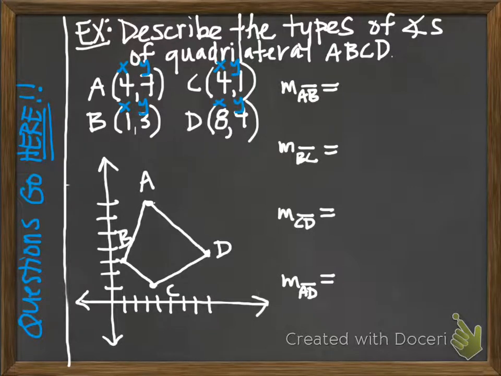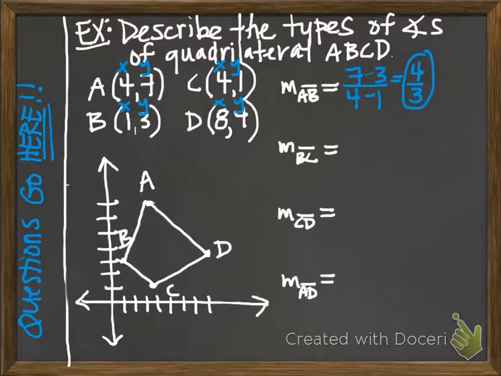Let's find the slope of AB first. We need to make sure that we're using the correct ordered pairs. The y values of A and B are 7 and 3, so I might do 7 minus 3. I need to subtract my x values of 4 and 1 in the exact same order. Since the 7 is from point A, that's my y value. The x value that's first also needs to be from point A, which is 4. So we'll do 4 minus 1. That simplifies to 4/3.